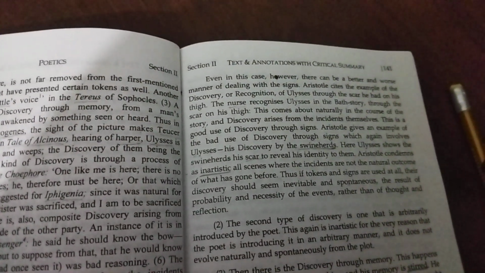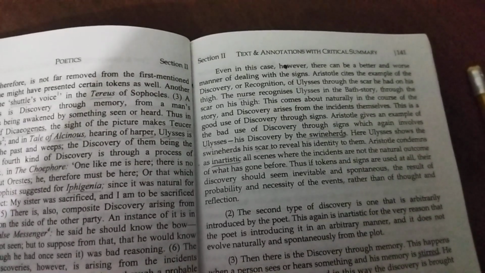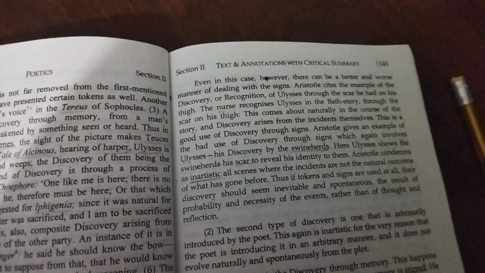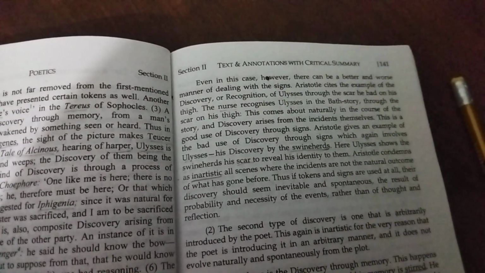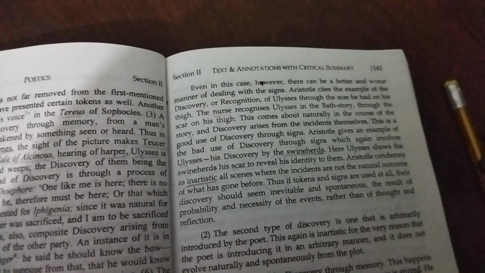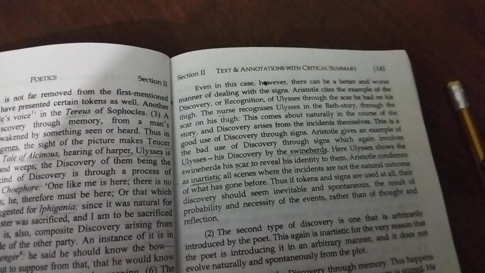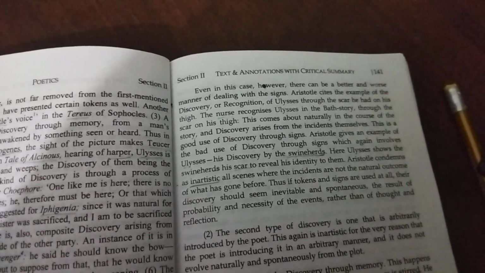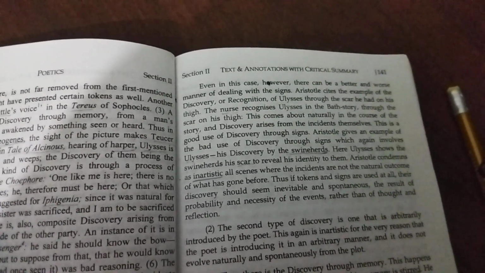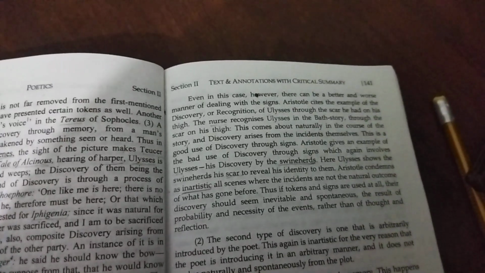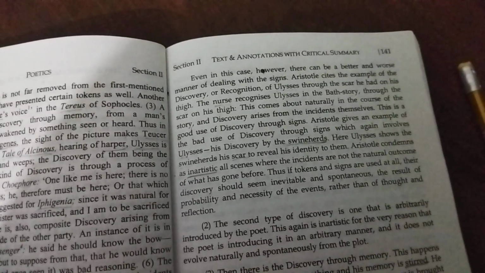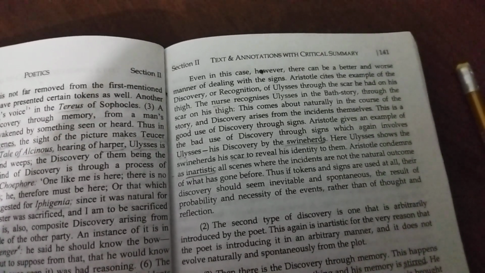Even in this case, however, there can be a better and worse manner of dealing with the sign. Aristotle cites the example of the recognition of Ulysses through the scar he had on his thigh. The nurse recognizes Ulysses in both stories through the scar on his thigh. That comes about naturally in the course of the story, and discovery arises from the incidents themselves. This is a good use of discovery through sign.